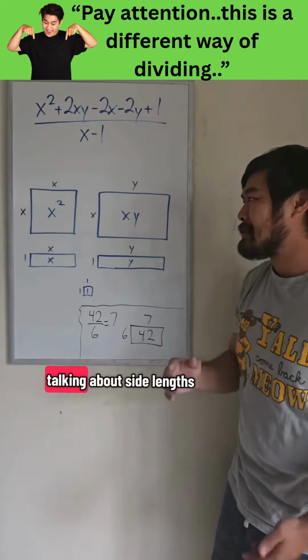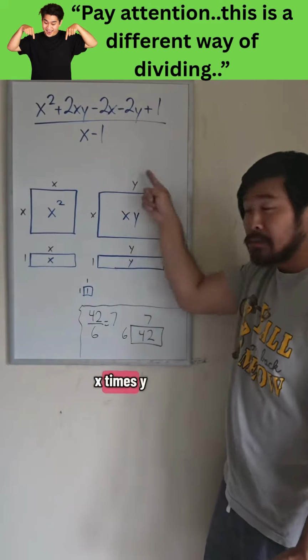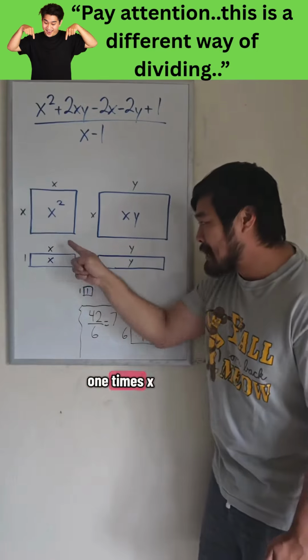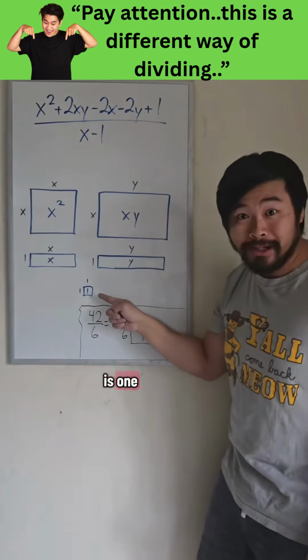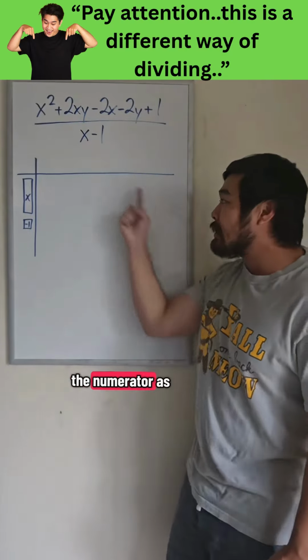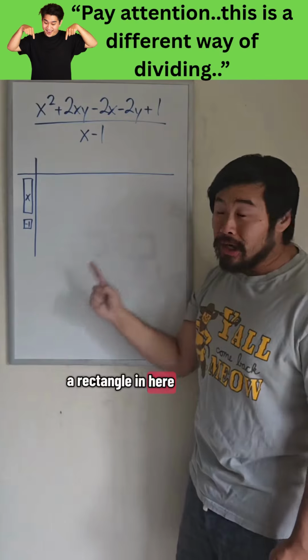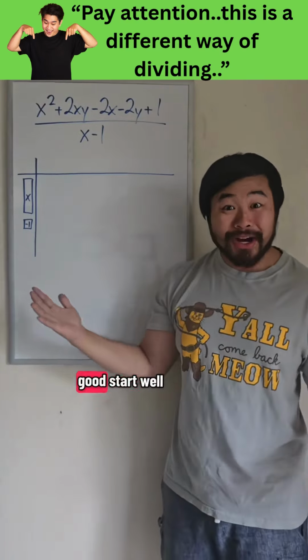So, by the way, talking about side lengths, notice that x times x is x squared, x times y is xy, 1 times x is x, 1 times y is y, and 1 times 1 is 1. So once again, our goal is to build what's up here in the numerator as a rectangle in here, knowing that one of the side lengths is x minus 1. So what's a good start?